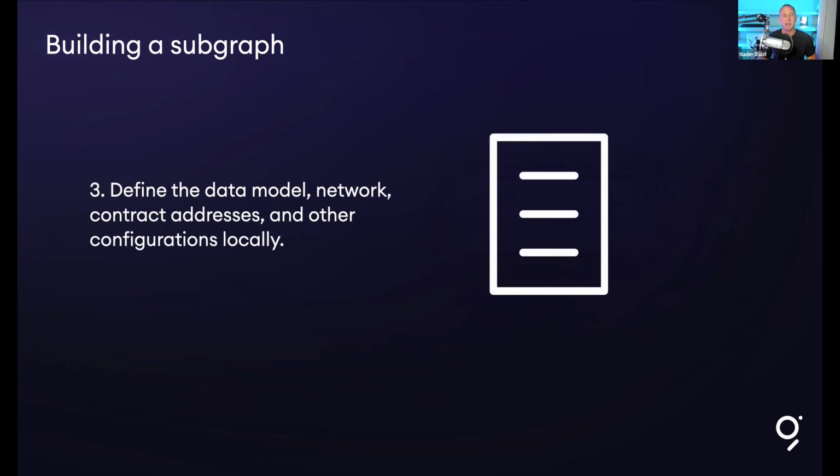Once you have that locally, you would then define your data model, which is your GraphQL schema. You would define the smart contracts that you want to query from. And then you would also have some business logic that we're going to write to define how that data is stored. So we have our data model, which is the GraphQL schema. We have the smart contracts we want to index. And then we have the other configurations that we're going to look at.